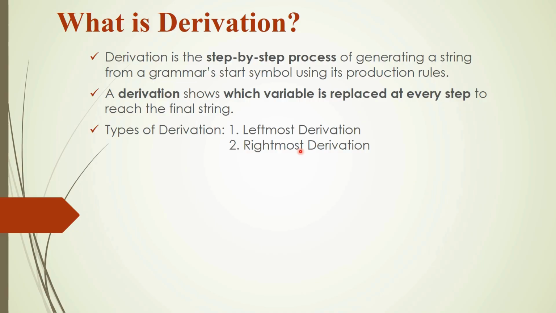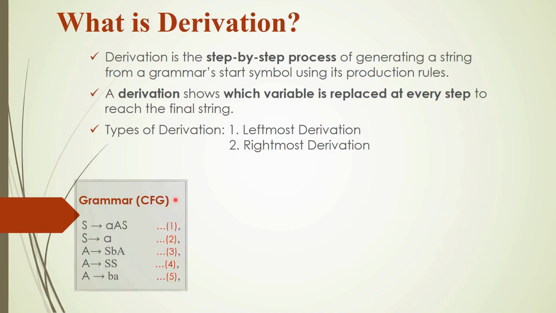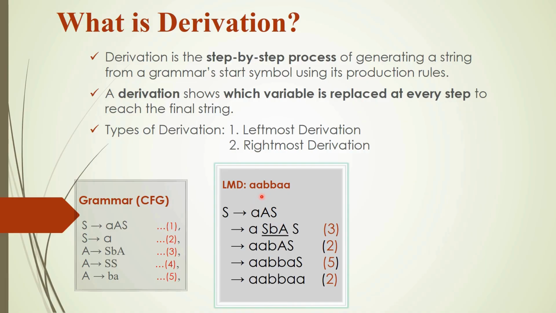Let's take a look at an example for better understanding. So let's consider this grammar, and from this grammar we have to generate a specific string with the help of leftmost derivation and rightmost derivation. Now let's discuss the LMD process. We substitute our leftmost variable with a symbol or a terminal. Here you can see, for generating the string AABBA, we have to use this grammar and derive this string with the help of leftmost derivation order.